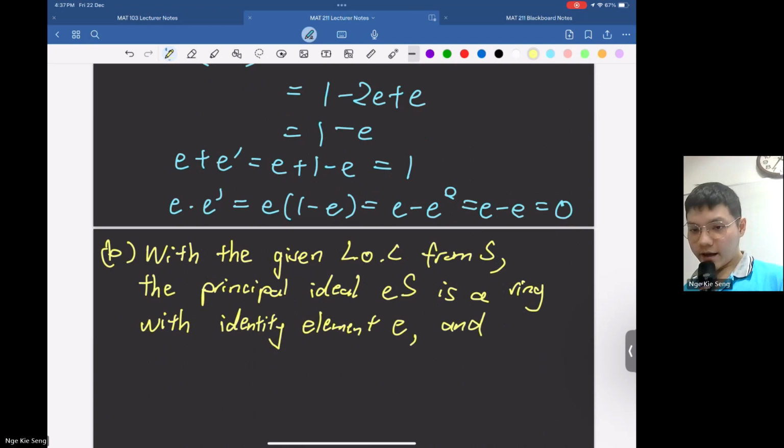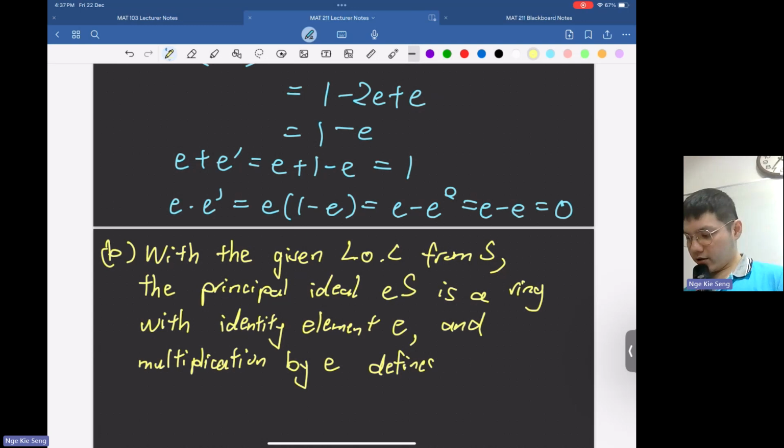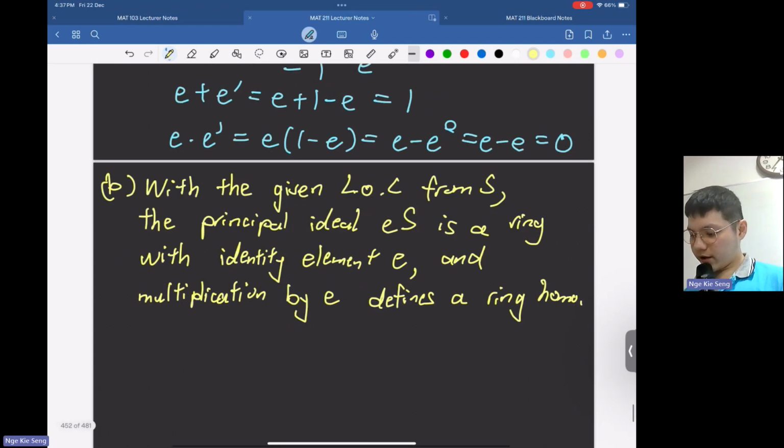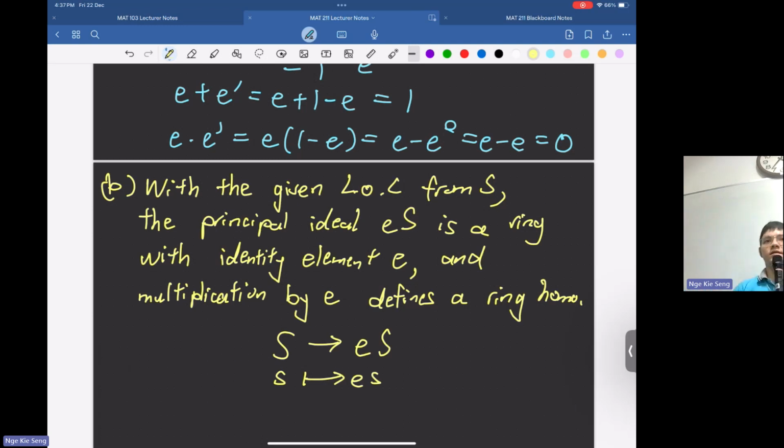And then, we can define a ring homomorphism from X to EX by just multiplication by E. So we can define a multiplication by E to be a ring homomorphism from X to EX. Meaning I take all the elements in my ring, I just multiply by E on the right-hand side. Right, this is a ring homomorphism.